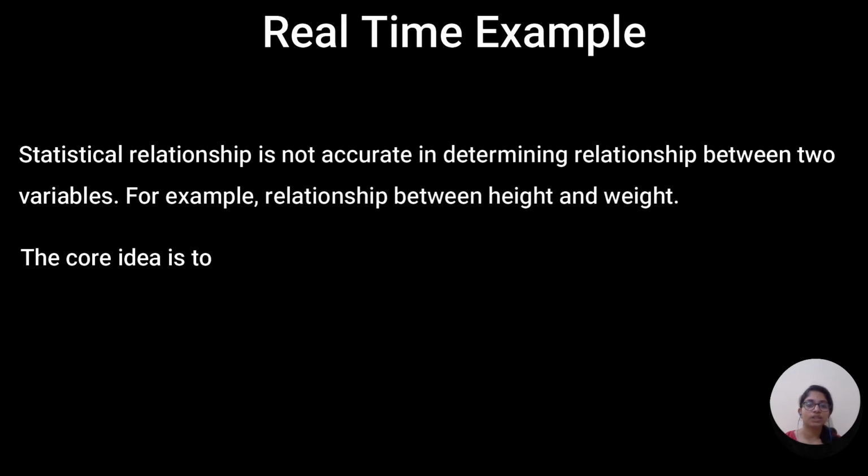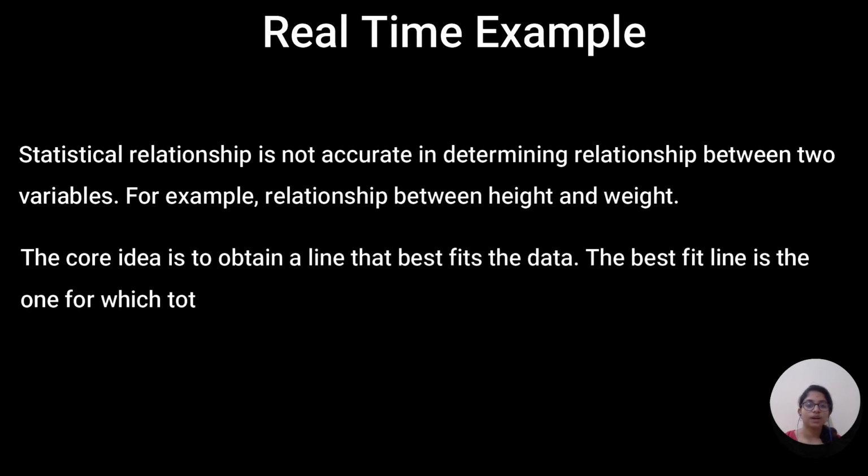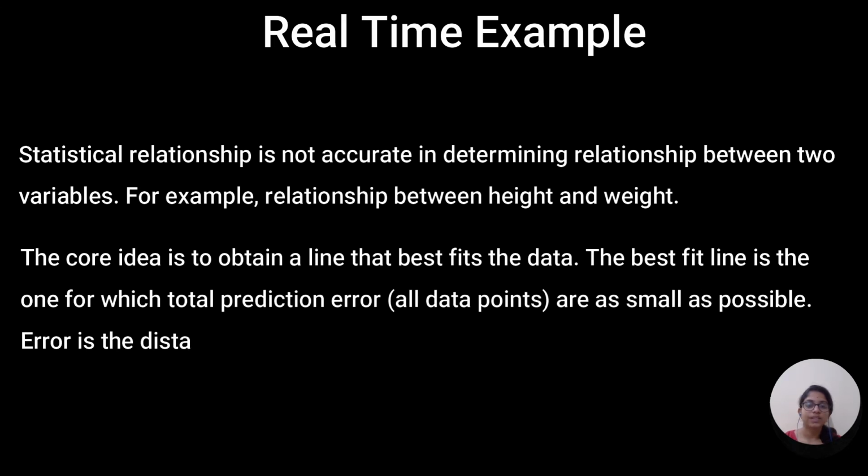The core idea is to obtain a line that best fits the data. The best fit line is one for which the total prediction errors are as small as possible. Error is the distance between the point and the regression line.